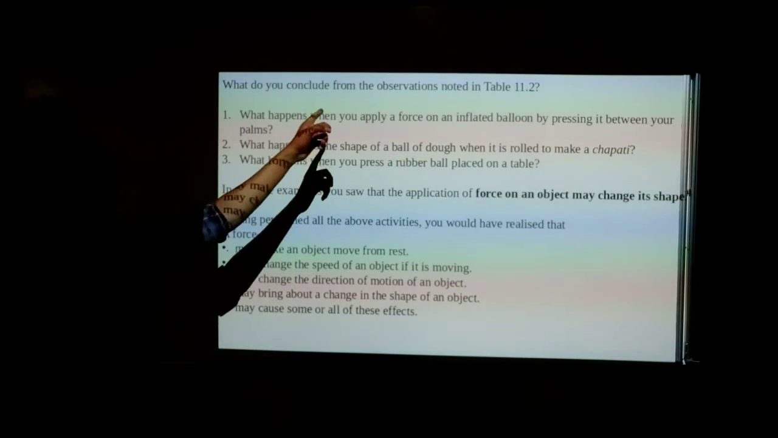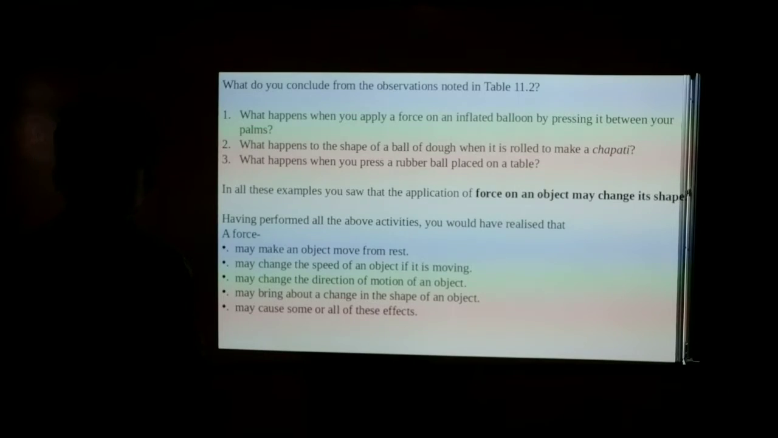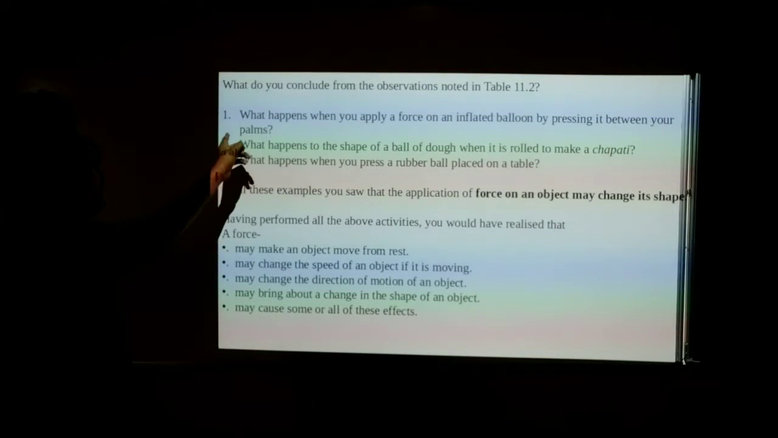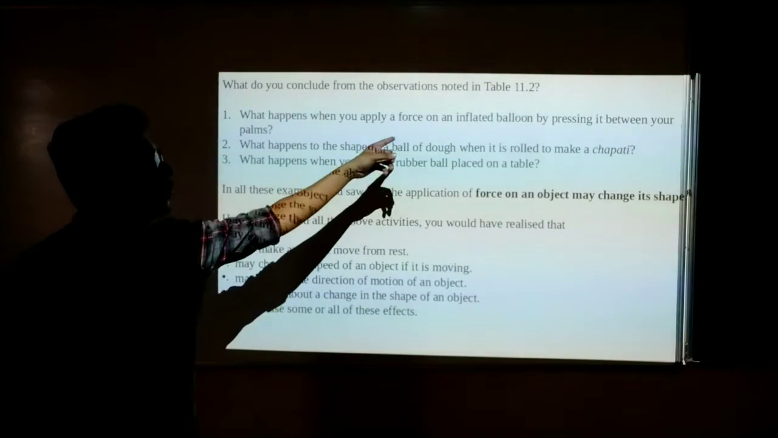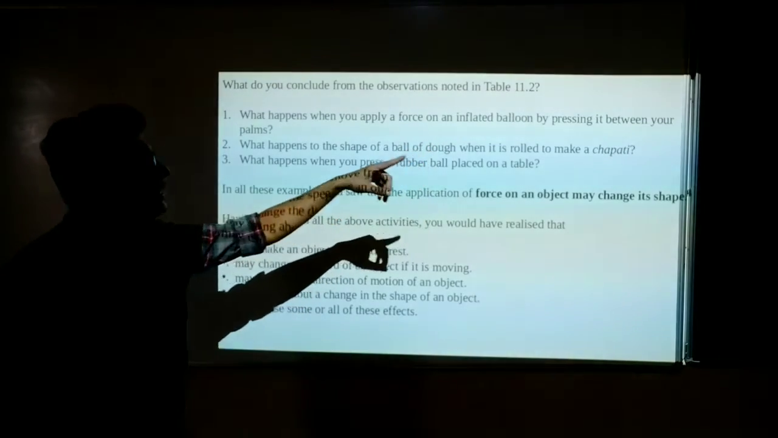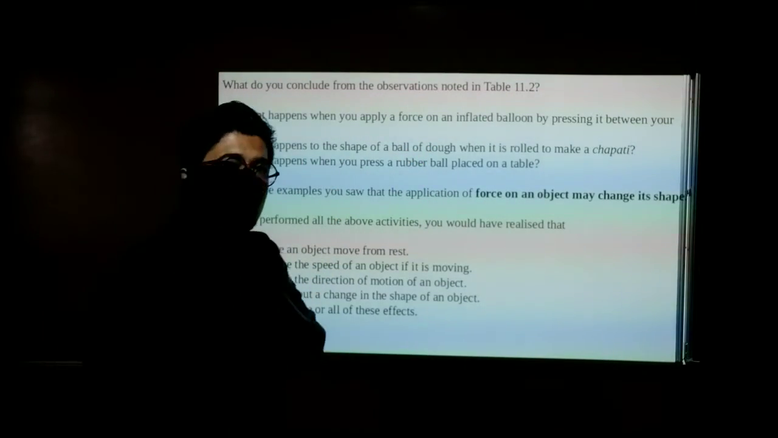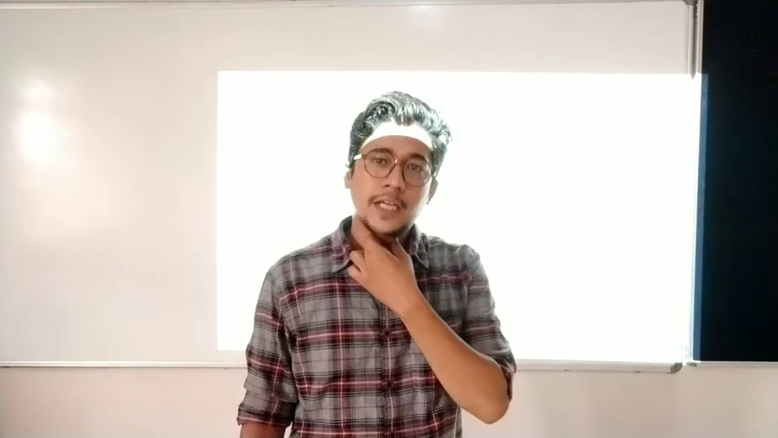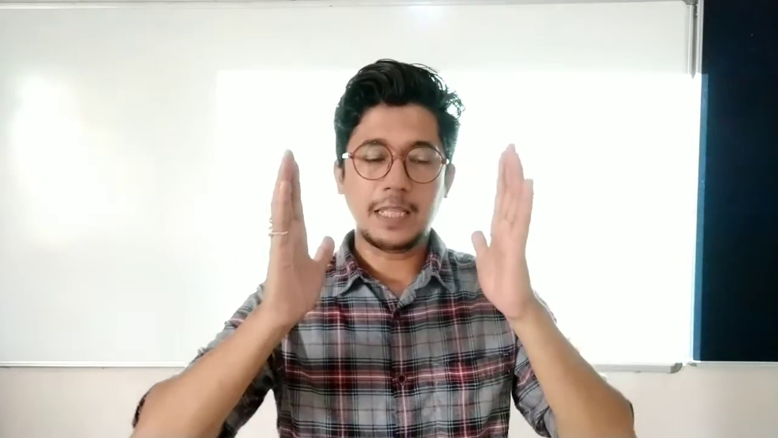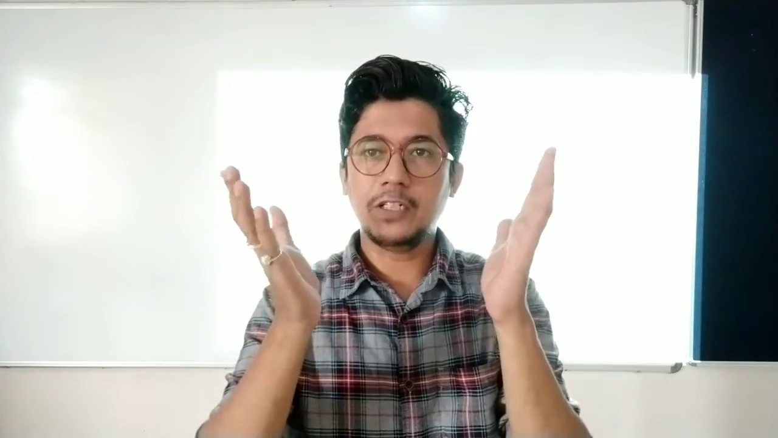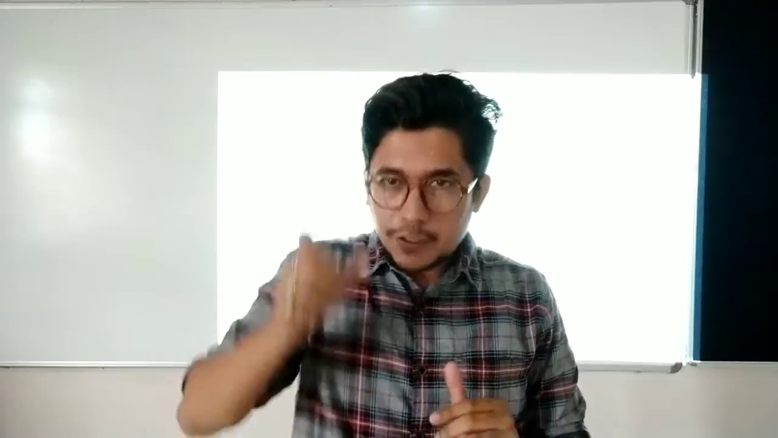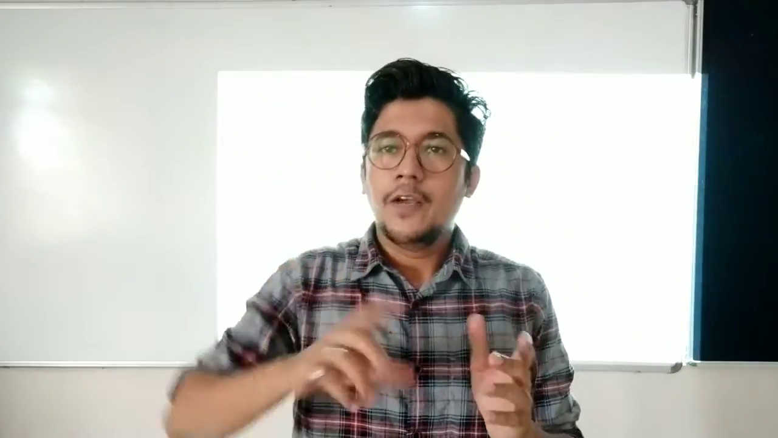So what do you conclude from the observation noted in table 11.2? What happens when you apply a force on an inflated balloon by pressing it between your palms? Here one more example they have given. Suppose you have a balloon in your hand and that balloon is in a spherical shape. So when you are pushing that balloon, the spherical shape of the balloon will change into oval. Yes or no? Is the balloon moving somewhere? No. The balloon is not moving from point A to point B.